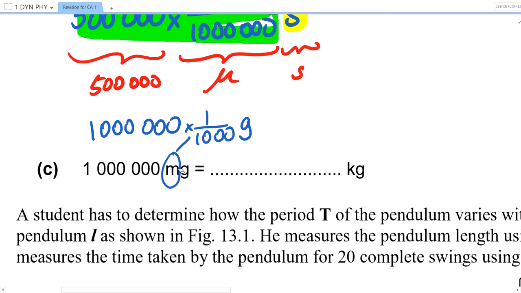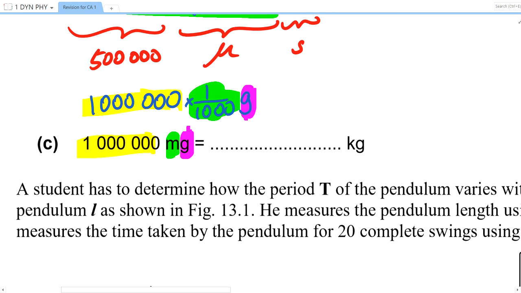Okay, let me highlight which are the equivalent parts to you. So the yellow one will be the number. I've got a green one, which is my milli, and then I've got in purple the grams. Okay, they all correspond to each other. The yellow is the same as yellow, green is the same as green, purple is the same as purple. Alright? So now I am trying to convert it to grams.